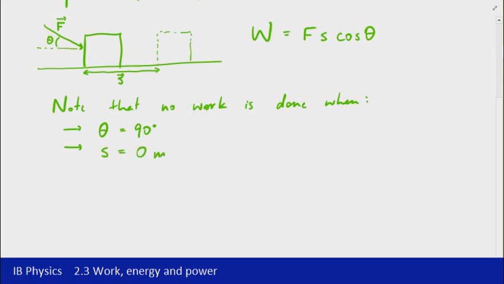And secondly, if the displacement or the distance that the object moves is 0. So that would be, say, standing there holding a box. As you're holding the box, you might still be applying a force to it so that it doesn't fall, but because there's no displacement, then technically you're not doing any work on the box.